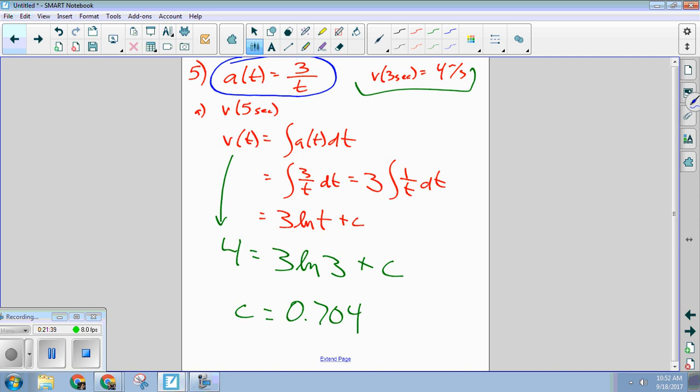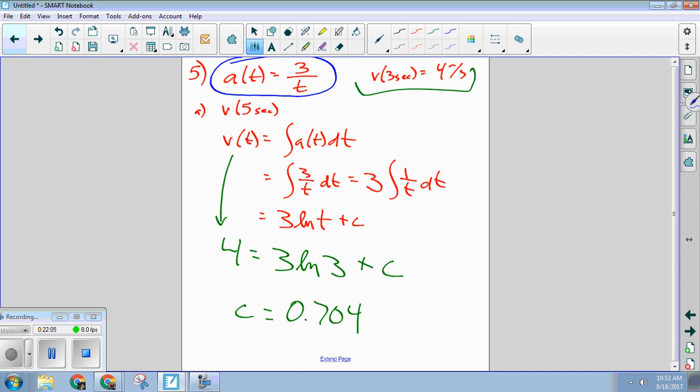So now that I know this, I can find my velocity after 5 seconds. Just plug 5 into this. Everybody good? Okay. Do I need to talk about anything else from that problem? Let's see. B says find the change in velocity. Well, at this point, I would just find the velocity after 12 seconds, find the velocity after 7 seconds, and then subtract.